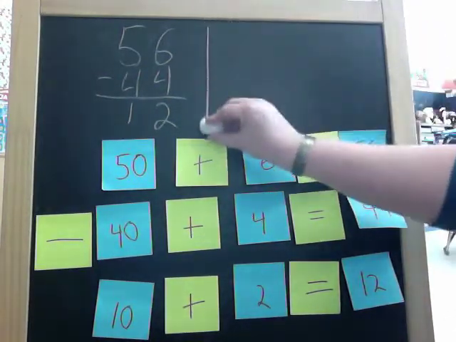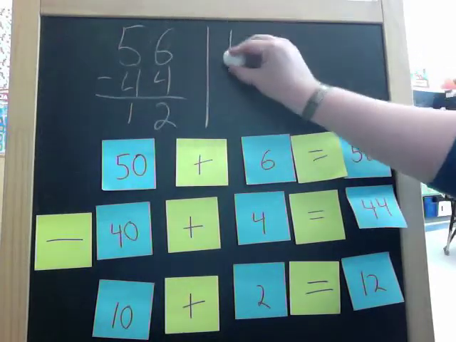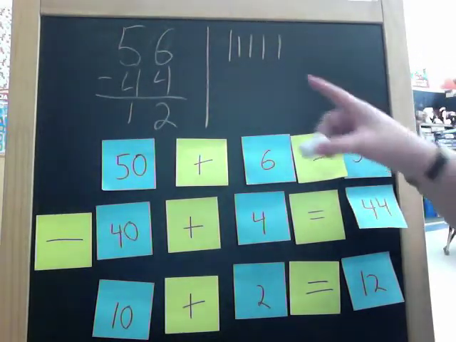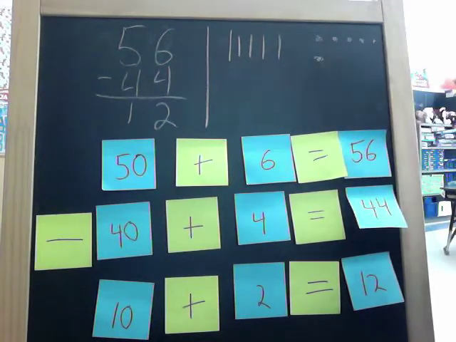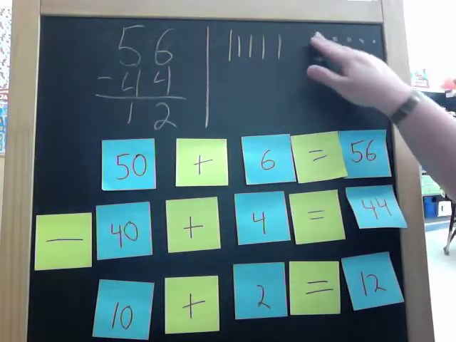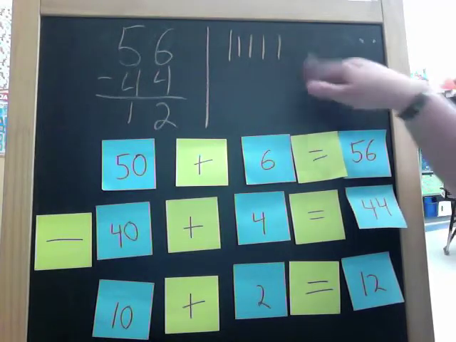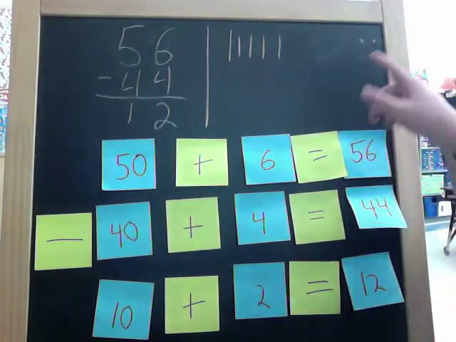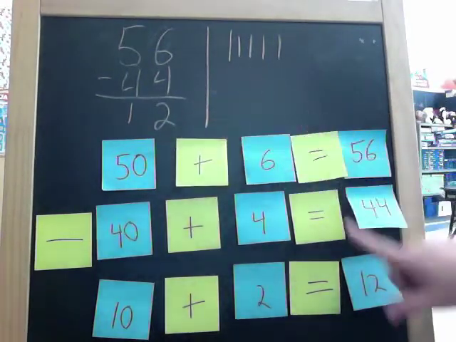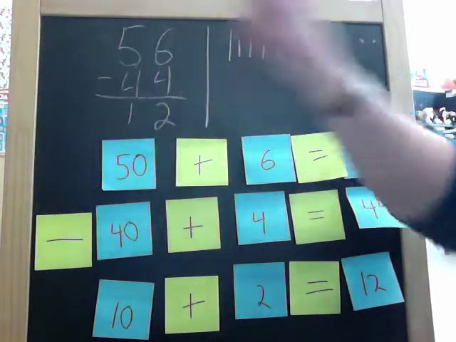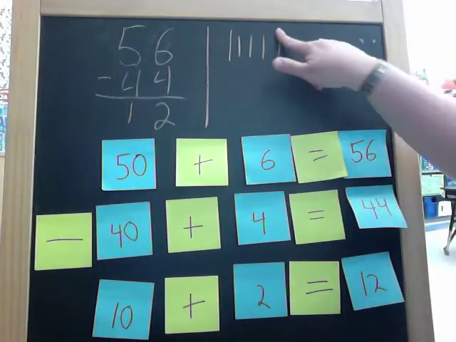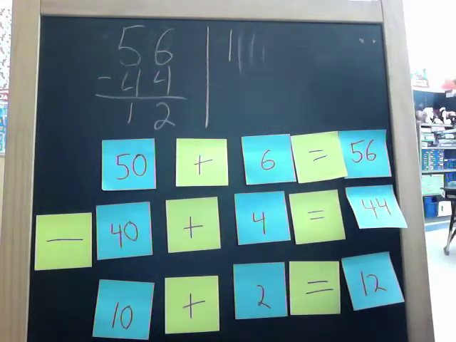Okay? Let's do it with base 10 blocks. We started with 56. 1, 2, 3, 4, 5 tens and 6 ones. 1, 2, 3, 4, 5, and 6. Okay, we needed to take away 4 ones. Do we have 4 ones? Yes, because we are not borrowing in this particular problem. So I had how many left? 2, same as here. Let's look at our tens. I have 5 tens. I need to take away how many? 4, that's right. 1, 2, 3, and 4. Okay, and how many do we have left? 1.